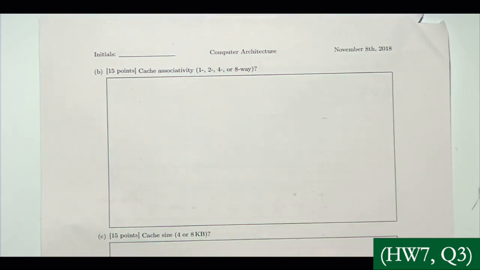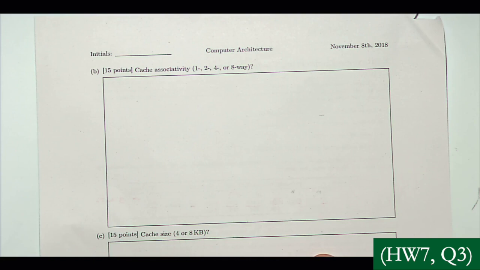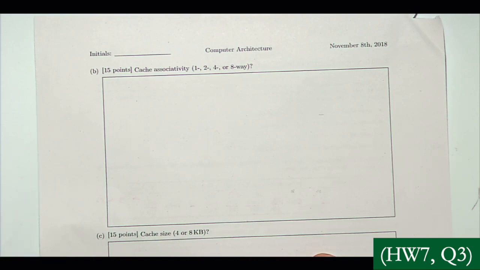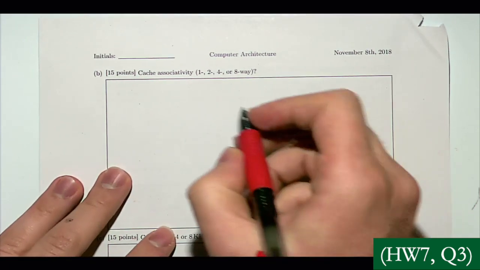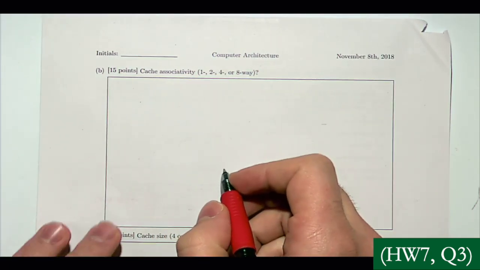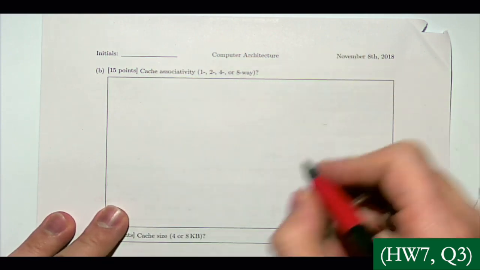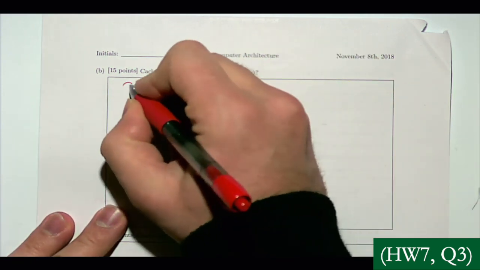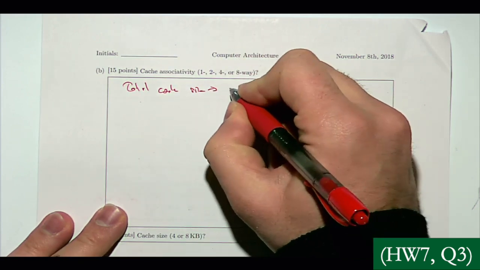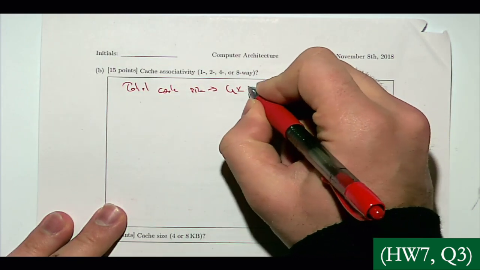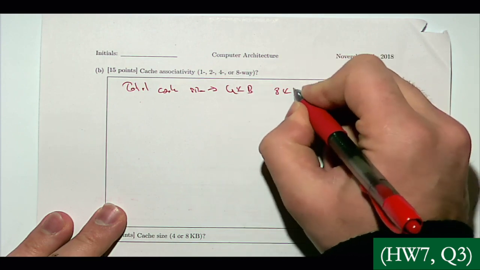we are asked to find out the cache associativity. So we're going to do the same. We're going to try all of these, like one-way associative, two-way associative. So for this one, we need to consider the total cache size. Okay, it's either 4 kilobytes or 8, right?